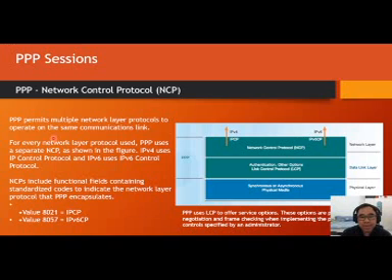So PPP permits multiple network layer protocols to operate on the same communication link. For every network layer protocol used, PPP uses a separate NCP, as shown in the figure. IPv4 uses IP Control Protocol and IPv6 uses IPv6 Control Protocol. NCPs include functional fields containing standardized codes to indicate the network layer protocol that PPP encapsulates.